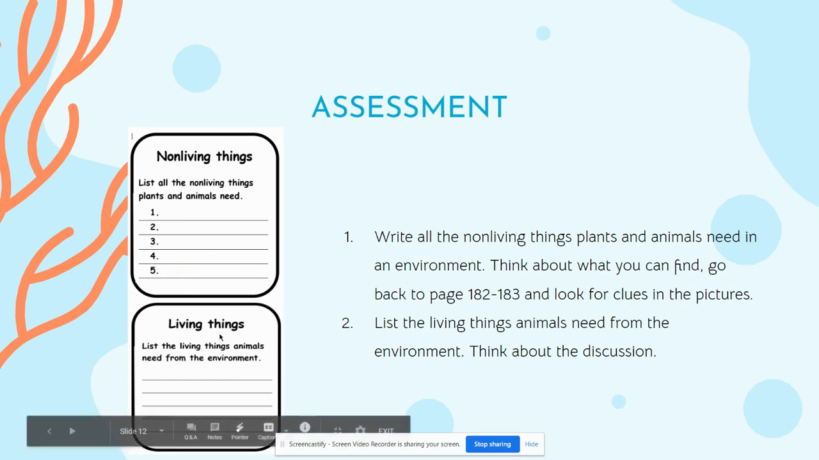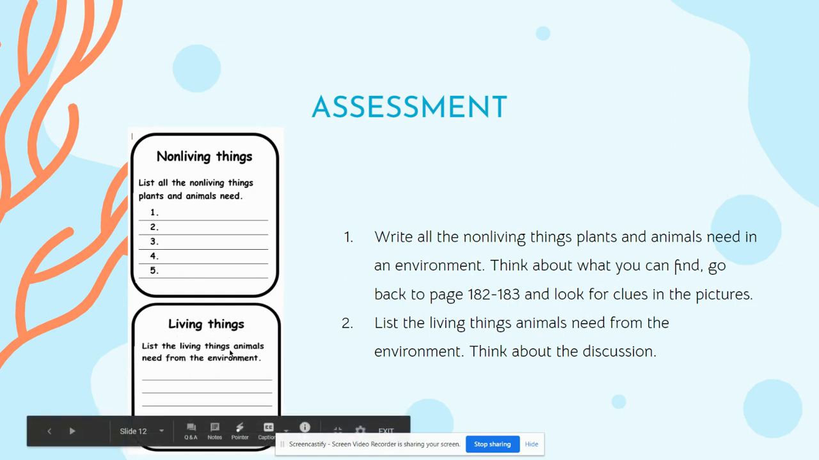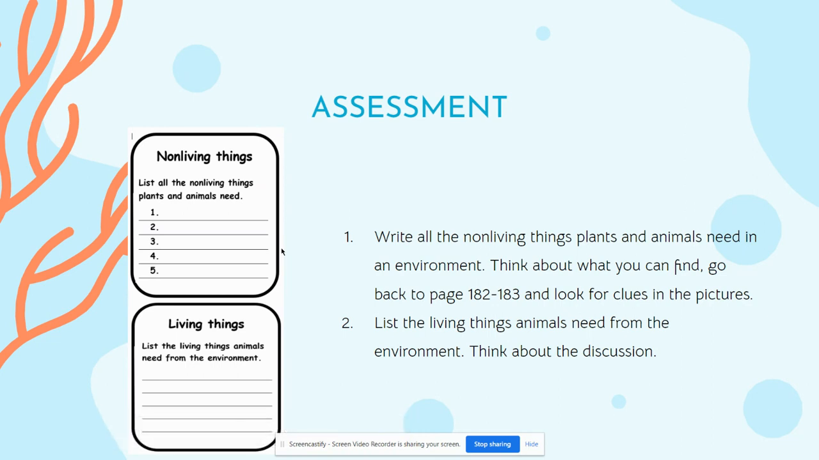And then for the last vocabulary card, it says list the living things animals need from the environment. So I want you guys to list the things that animals need from the environment. Okay, what do animals need from the environment that is a living thing? And I want you guys to write it down. So that is going to be your assessment. You do not have to turn this in, it is not worth any points, okay? But that is what you are going to do.